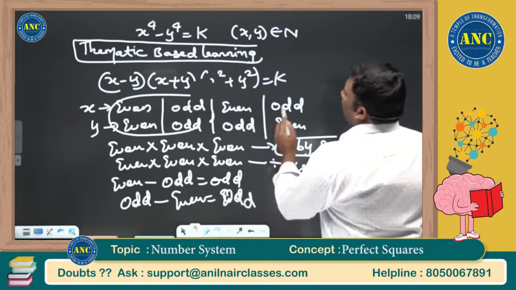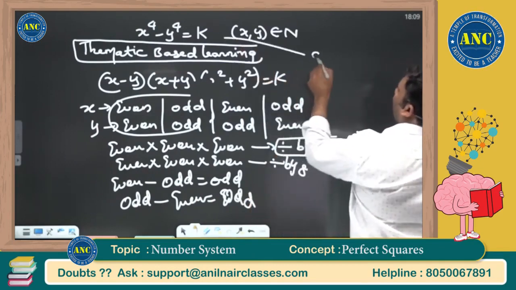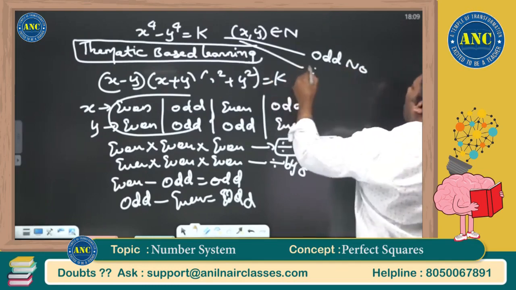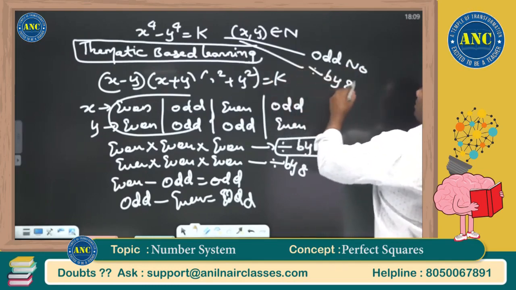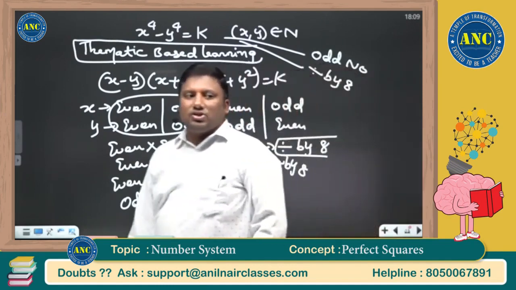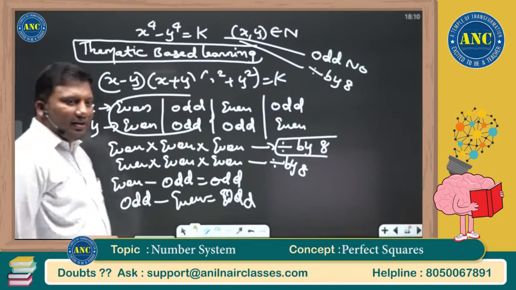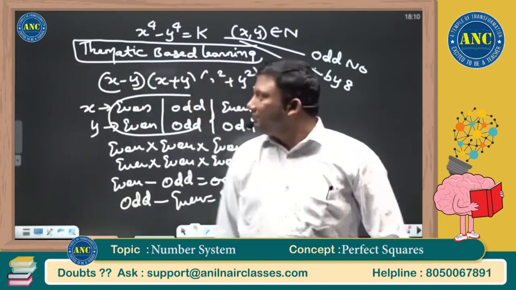That means, what is the form of k? k should be either an odd number or it should be divisible by 8. Please make a note of it.